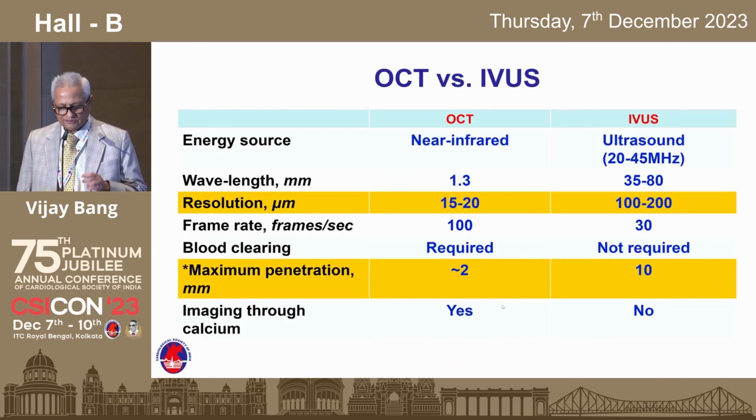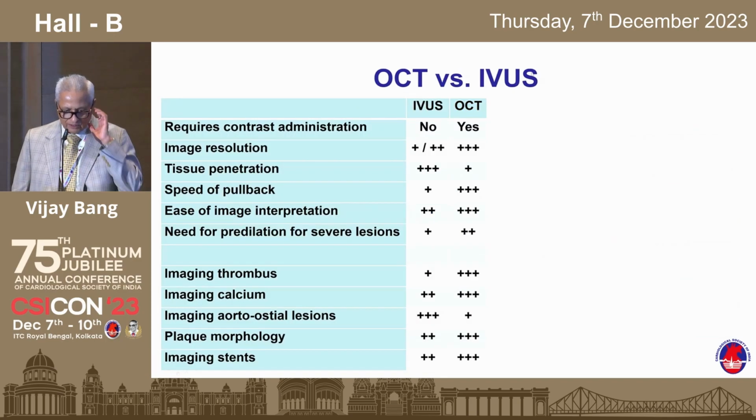So the difference between IVUS and OCT is penetration ability: more with IVUS, less with OCT. But for the surface, OCT is best, and for the overall vessel, IVUS is the best. So if you want to look at the surface, say you have ISR and you want to look at the surface in greater detail, then it's better to go with OCT.